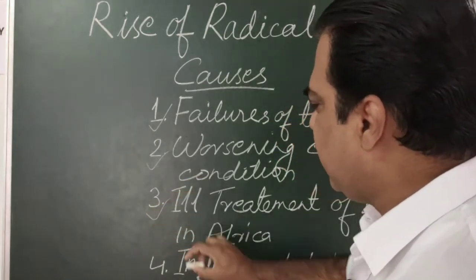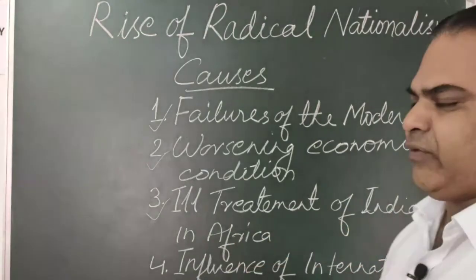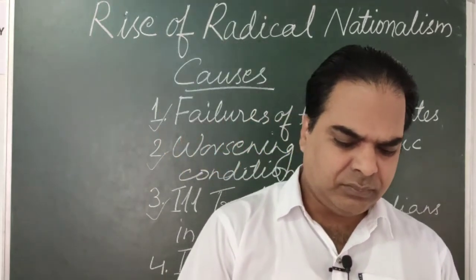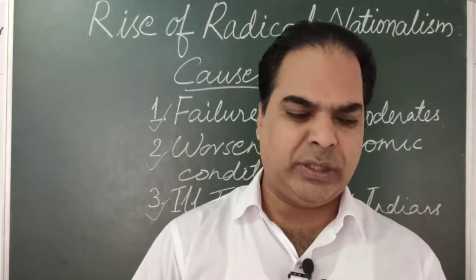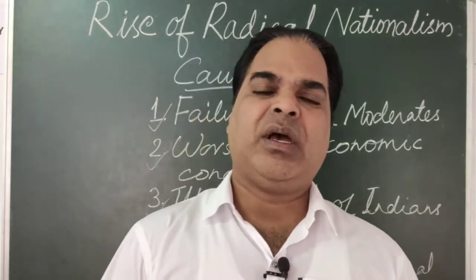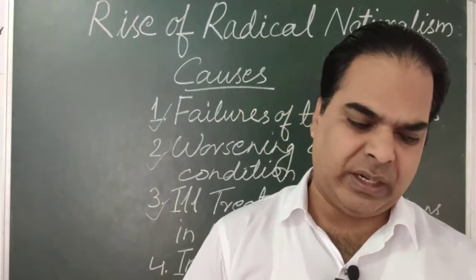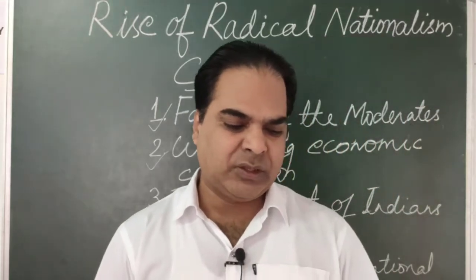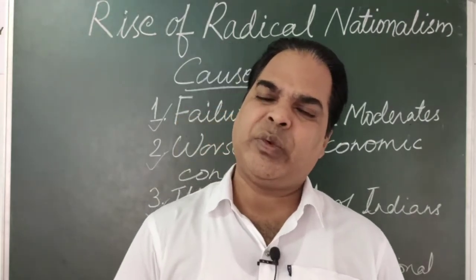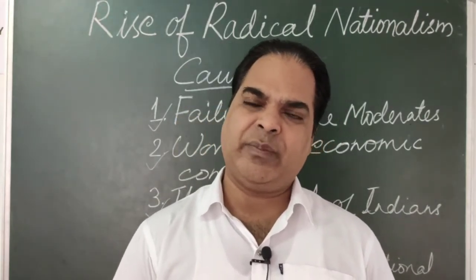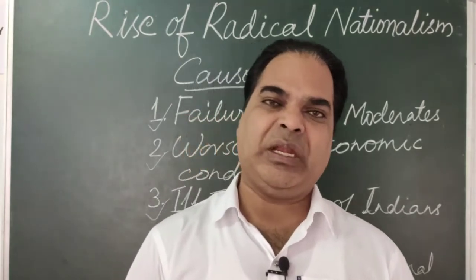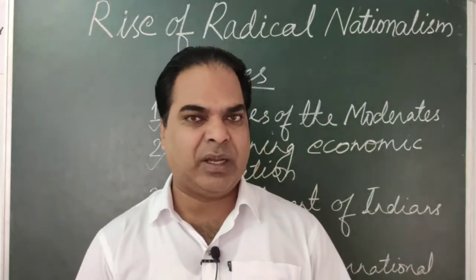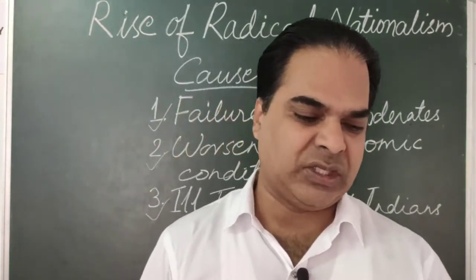Now the third one you can see here, the ill treatment of the Indians in Africa. You know that the British had developed many colonies in Africa, and in South Africa and elsewhere, Indians were working to help the Britishers. Wherever the British colonies were, the Indians working there were subjected to racial discrimination. In South Africa, racial discrimination was followed. Even Mahatma Gandhi had to face this once when he was in South Africa.